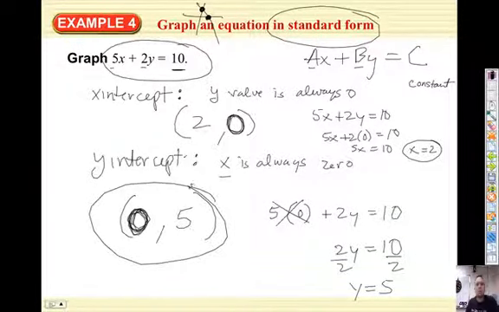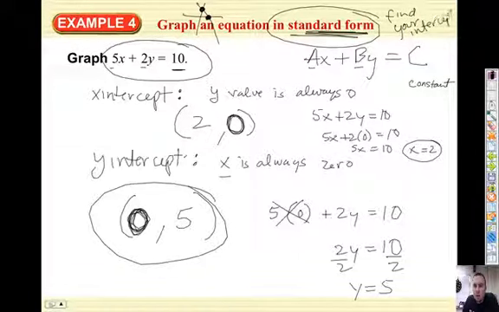You have two coordinates that you just get to graph on a coordinate grid, and boom, you draw your line and you're done. It actually takes less time than for you to switch this around and make it slope-intercept form. And it's more accurate because people mess it up all the time. So basically, if you have something in standard form, you find your intercepts and then graph. Find your y-intercept, 0, 5. Find your x-intercept, 2, 0.